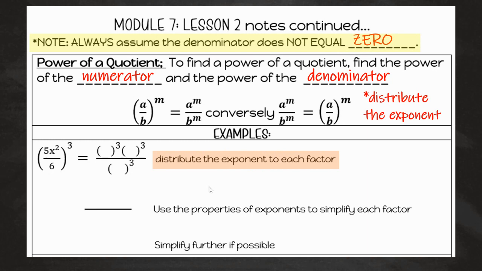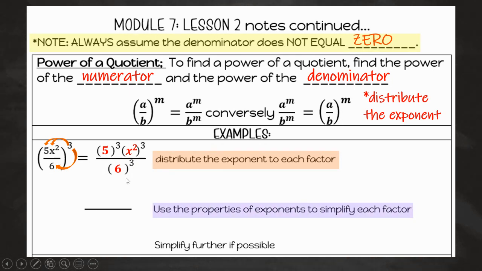All right, so let's look at our first example. We need to distribute the exponent to each factor. So here we have 5x squared divided by 6, and I'm going to distribute that exponent of 3 to all 3 terms. So to the 5, to the x squared, and to the 6.